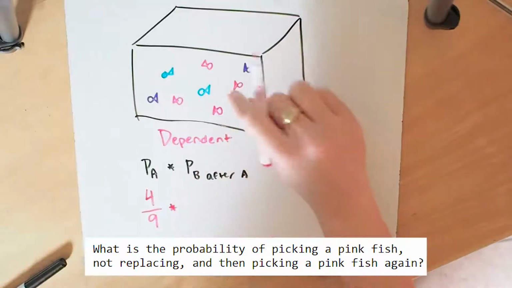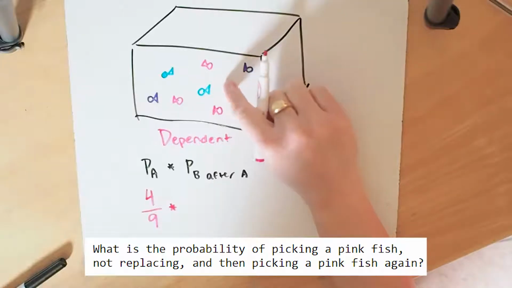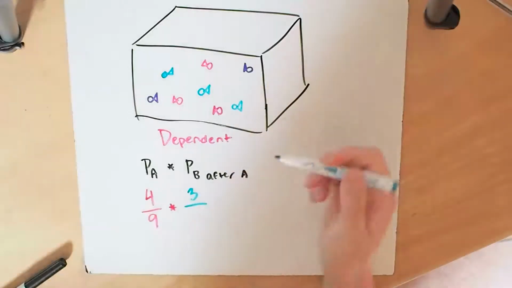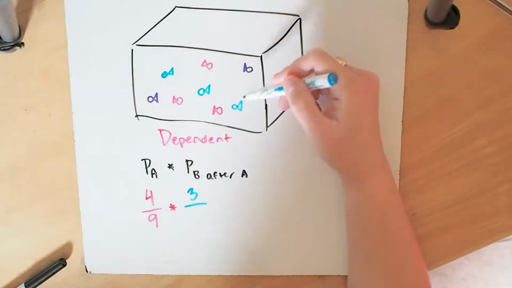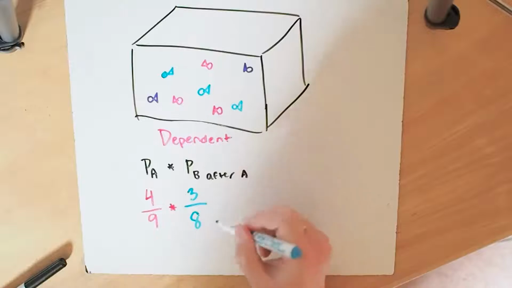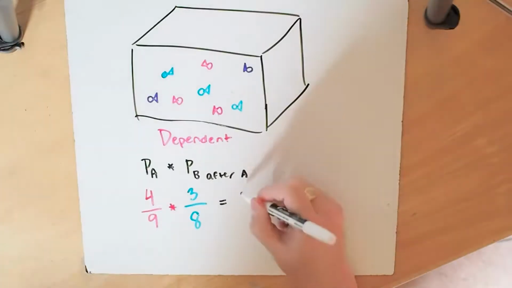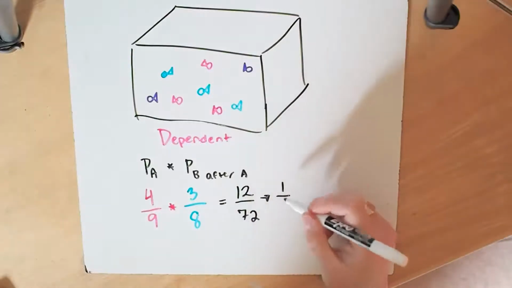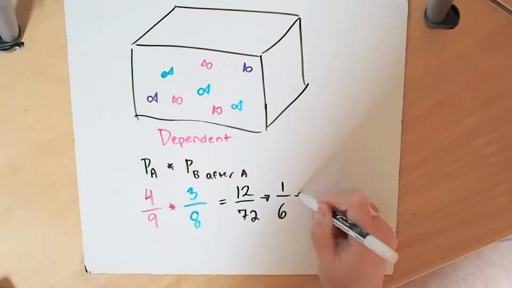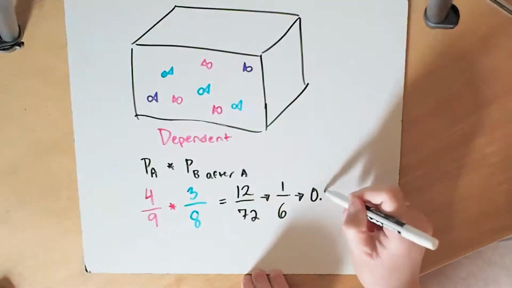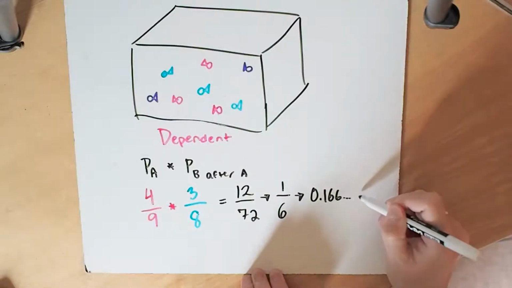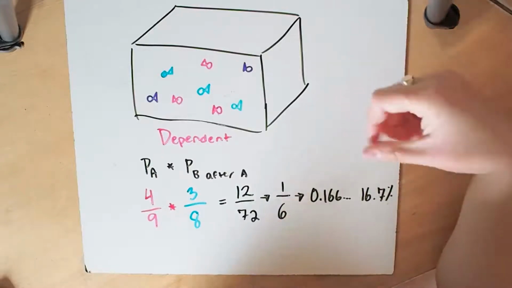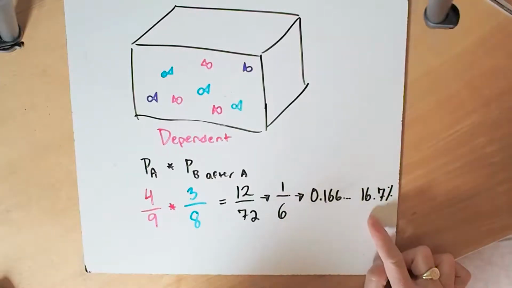Okay, but now, if we take out this poor little pink fish, we only have 3 favorable outcomes left now. And we have, how many total outcomes are there? Now there's 8 because there's 1 less fish inside that tank. Let's multiply that out. We'll get 12 over 72. And yes, you do have to reduce your fractions, so that becomes 1 over 6. If we divide 1 by 6, we get 0.166 forever and ever. So we'll just round that to 16.7%.